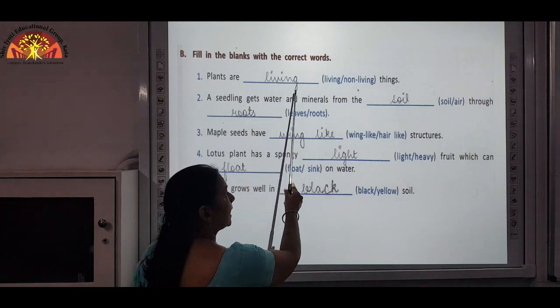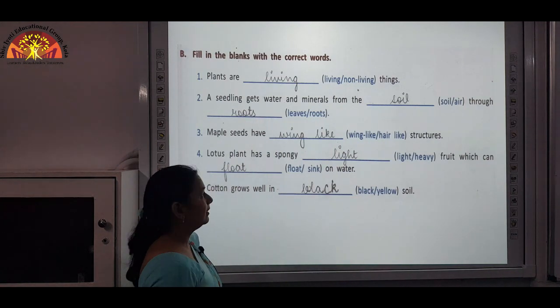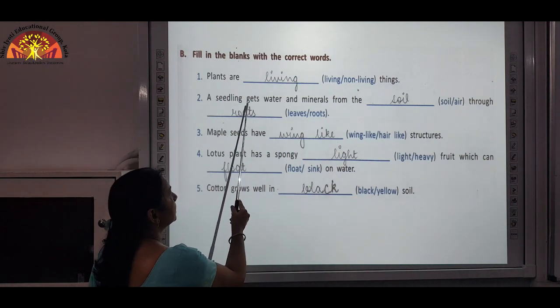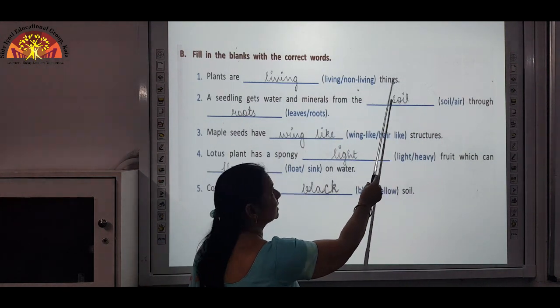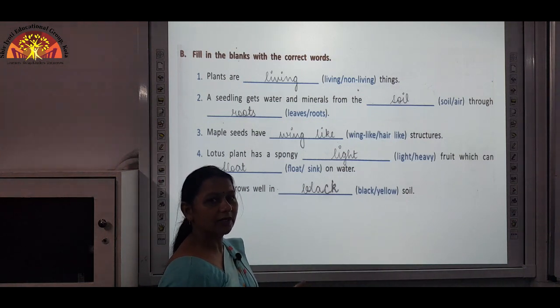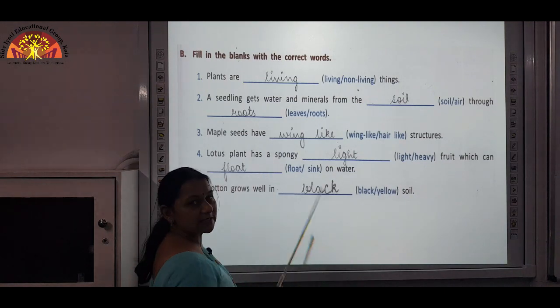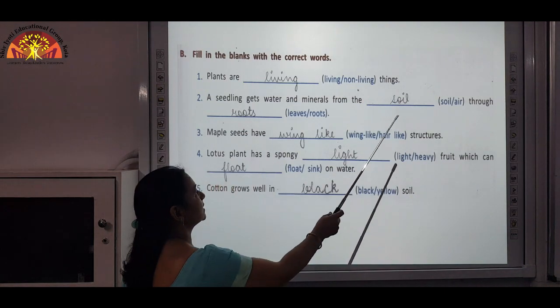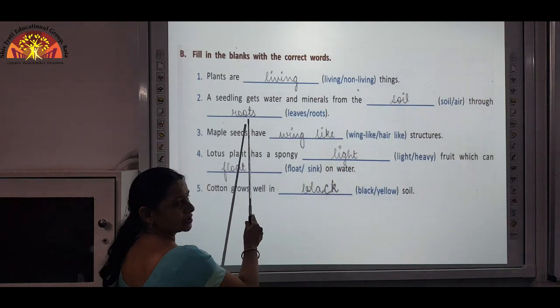Plants are dash things. As we all know, plants are living things. A seedling gets water and minerals from the soil is the correct answer, because when the seedling is growing, it takes up the water and minerals from the soil. And which part absorbs these? The roots. The roots take up the water and minerals.